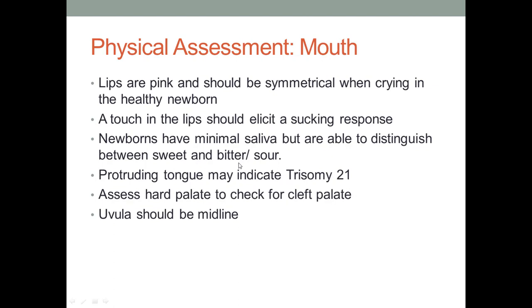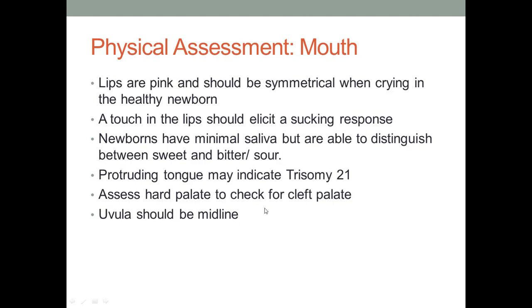On to the mouth. So babies' lips should be pink. They should be symmetrical when the baby's crying. As I said before, touching the lips or the roof of their mouth should actually start that sucking response. There's very small amounts of saliva that the newborn has, but they can determine sweet and sour, especially if mom has had something that makes her milk taste a little bit different, maybe a little bit sweeter, maybe a little bit sour. They can recognize that. A baby with a protruding tongue can actually indicate trisomy 21.